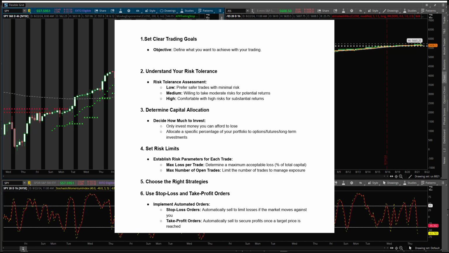After that, it's going to lead into choosing the right strategies, giving you that edge and the why behind each trade that you're placing. And of course, you definitely want to keep in mind that for every trade, you should have some sort of stop loss just in case the trade goes against you.